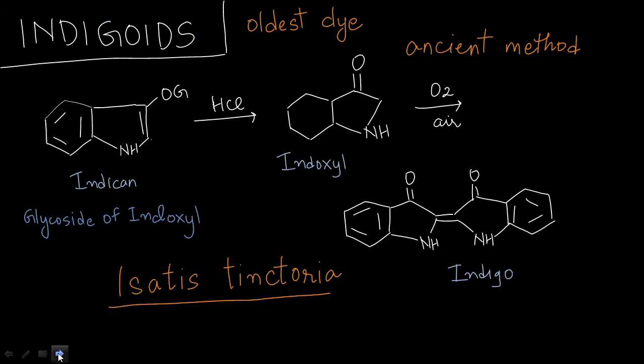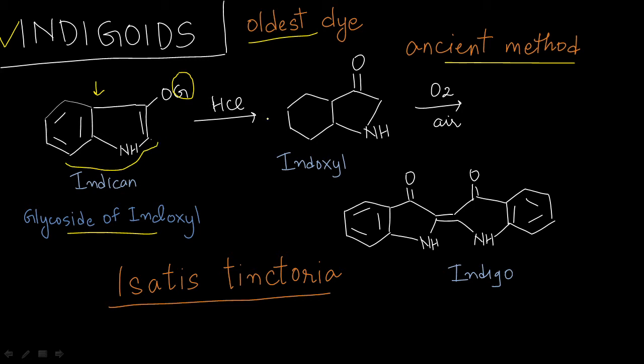Now the next dye that we are discussing is indigoids. Okay, indigo is a very old dye, one of the oldest dyes. Okay, so this is the ancient method. So what we take here is known as indican. The first starting material is indican. What it is, is a glycoside of indoxyl, this part.